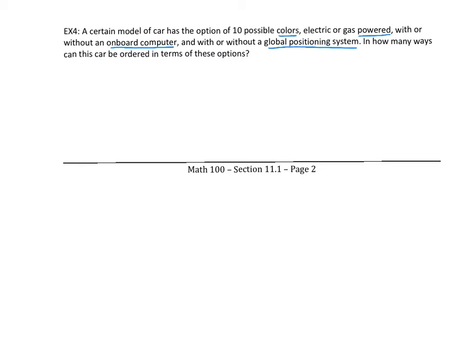Well, you have 10 choices on color, times there's 2 choices on how you're going to power the car, times 2 choices for the onboard computer with or without, times 2 choices for the GPS with or without. Multiplying all this together, I get 80 ways that I can order this car. You see, it's fairly simple.